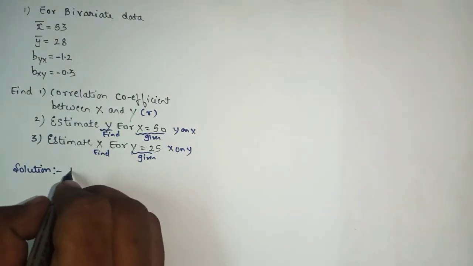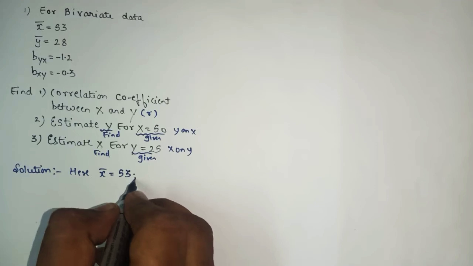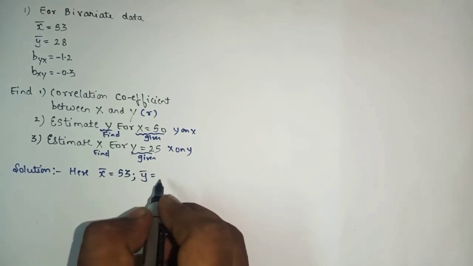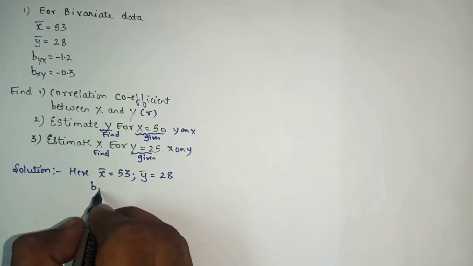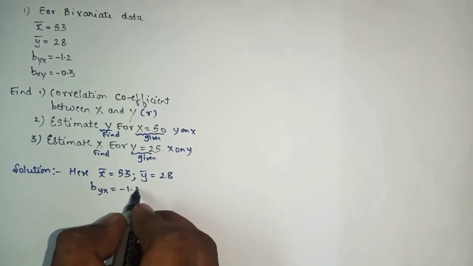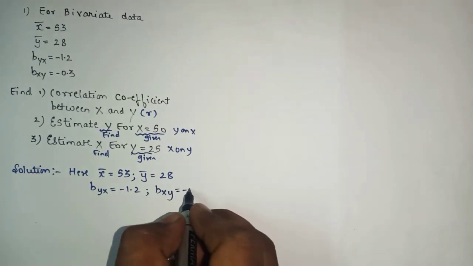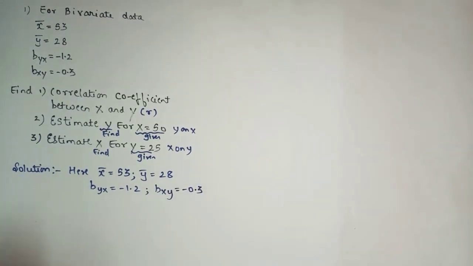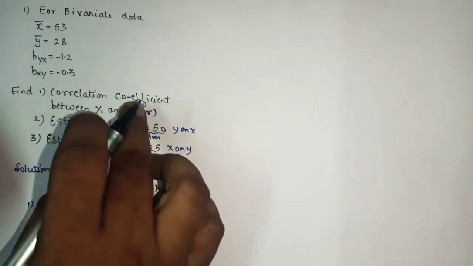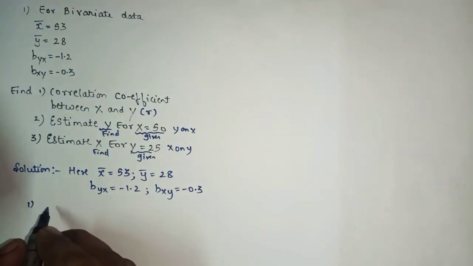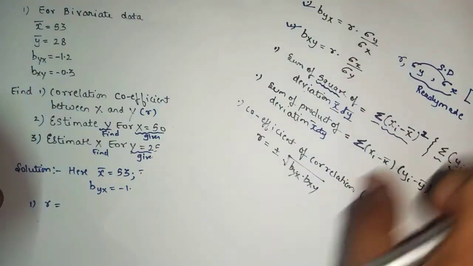So here we have the value of x mean, that is 53, y mean, that is 28, byx is minus 1.2 and bxy equals minus 0.3. The first one which we have to find is the coefficient of correlation, that means r.